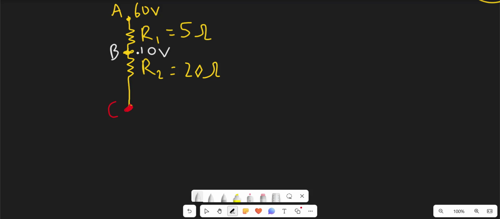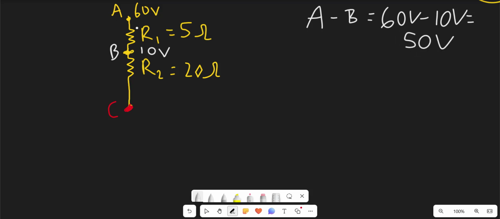So the electric potential difference is simply A minus B, which is 60 volts minus 10 volts, giving us 50 volts. So across this resistor R1, we have a voltage drop of 50 volts.